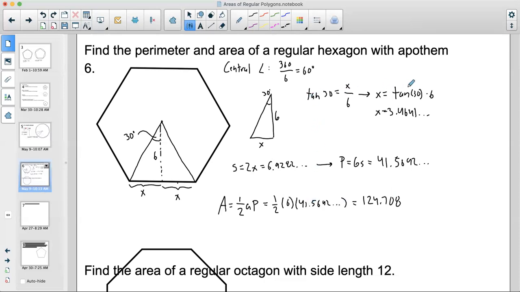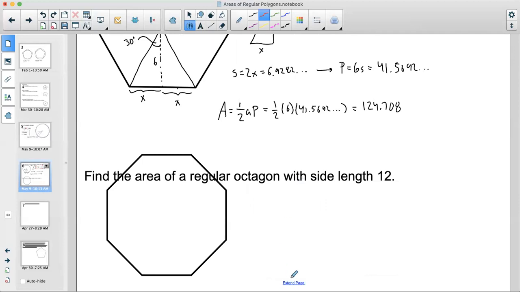It's real similar, except this step right here where we find the side length is a little different because we just have to rearrange the ratio a little differently. This is a step that's a little different from before.